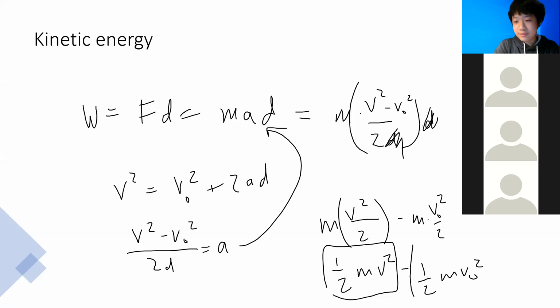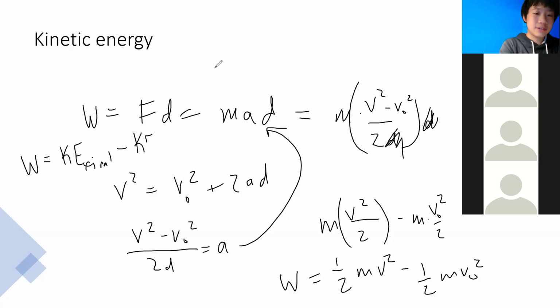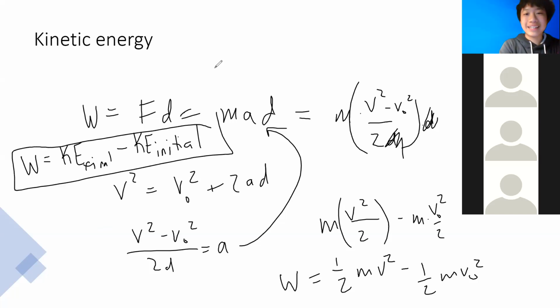And these two, as you may remember, are the equations for kinetic energy. And work is equal to these. So what does this mean? Well, work equals the final kinetic energy minus the initial kinetic energy. We can represent this as work equals KE final minus KE initial. So this is how we can link work and kinetic energy together.